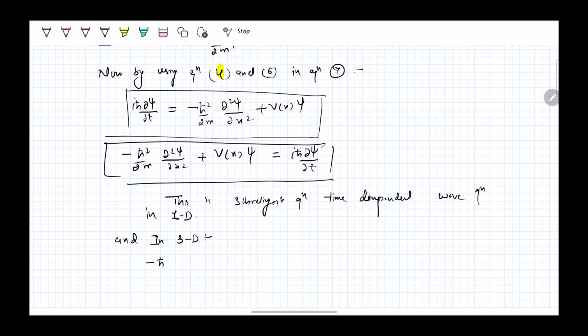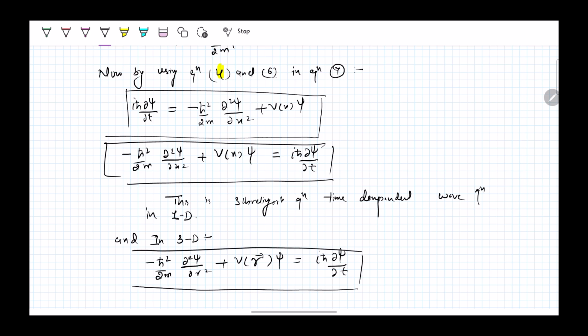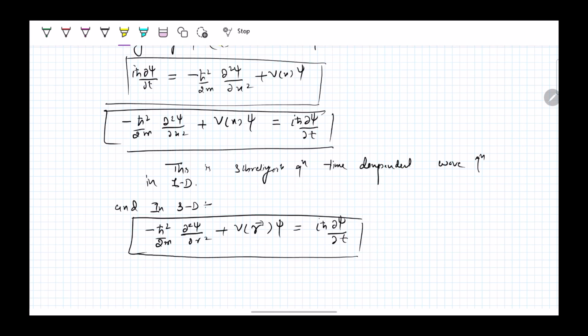And in 3 dimensions this equation is written as minus ħ²/2m ∂²ψ/∂r² plus V(r)ψ equals iħ ∂ψ/∂t. This is Schrodinger's time dependent equation in 3 dimensions. All right, so this is about the time dependent wave equation.